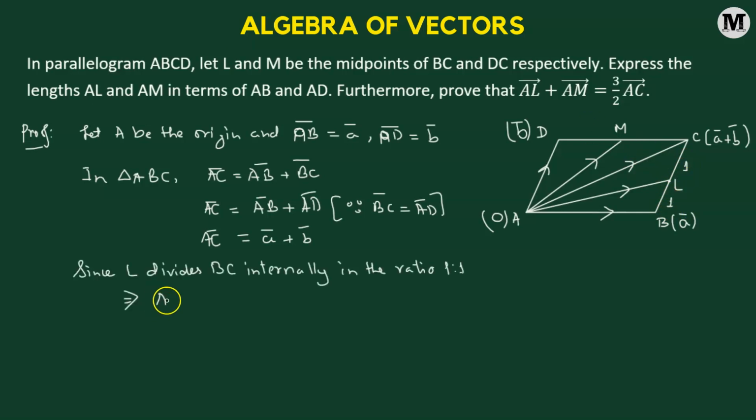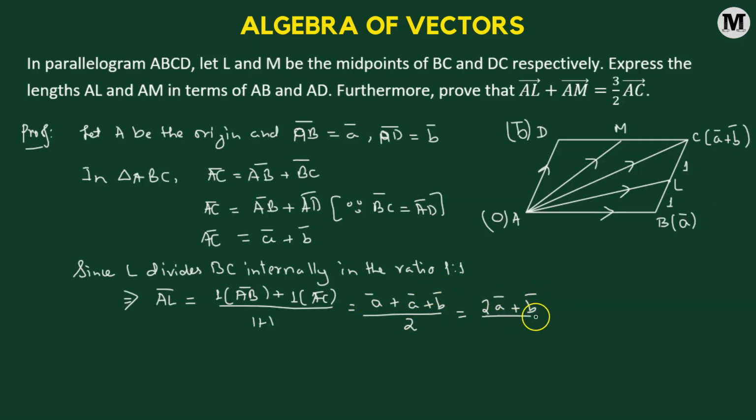So using the internal section formula, the position vector of the midpoint L is going to be 1 times the vector AB added to 1 times the vector AC, divided by 1 plus 1. Now AB vector is the vector a, added to AC vector, which is a vector plus b vector, whole divided by 2. So this will be equal to 2 times a vector plus b vector, divided by 2. So now we have AL vector: AL vector will be equal to (2a vector plus b vector) divided by 2.